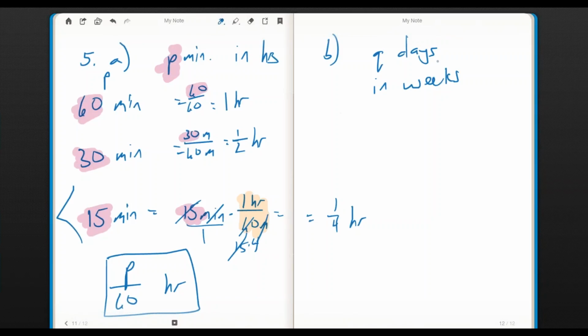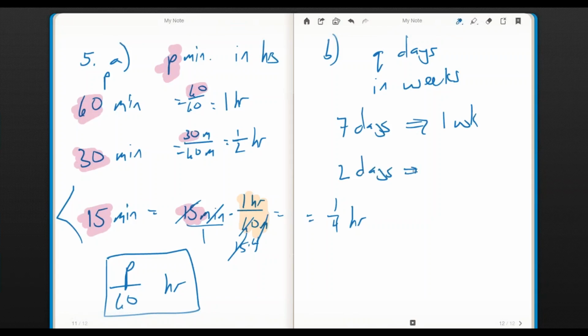Nothing wrong with it. Q days in how many weeks? If you want to change the number of days to the number of weeks, right? 7 days becomes 1 week. 14 days, sorry, becomes 2 weeks.